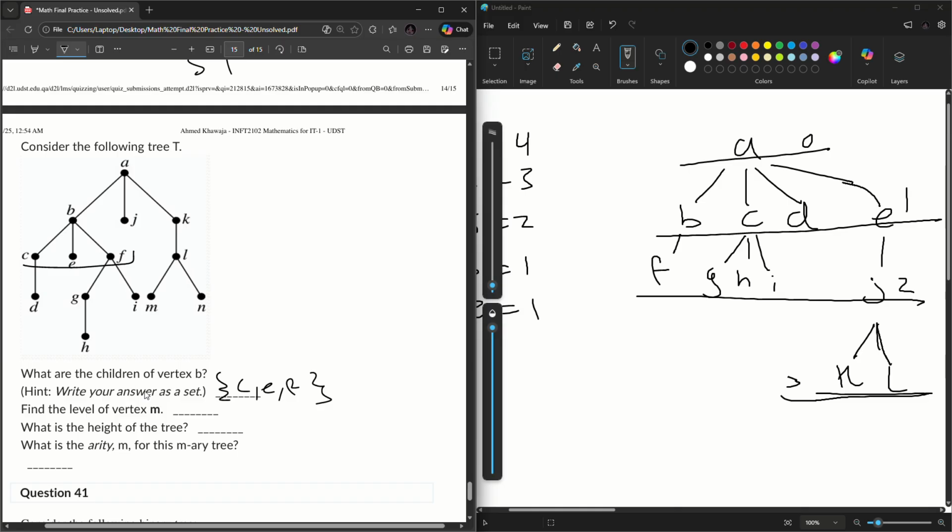Find the level of vertex M. So M, 0, 1, 2, 3, 4. So it's 3. The height of the tree is 4.